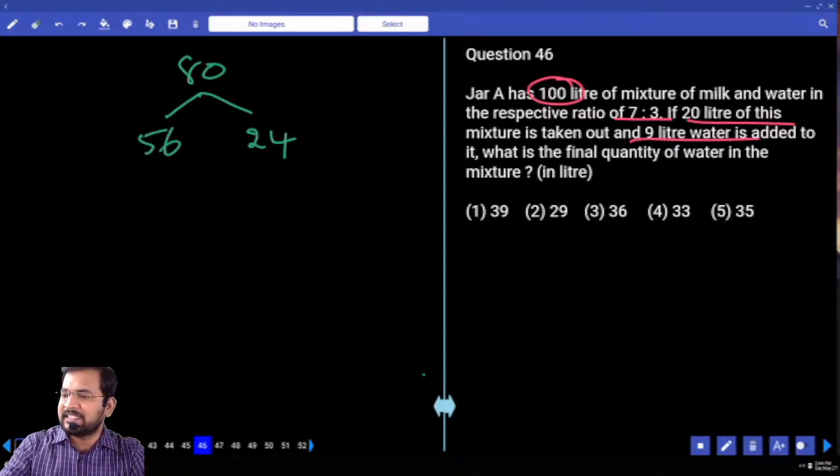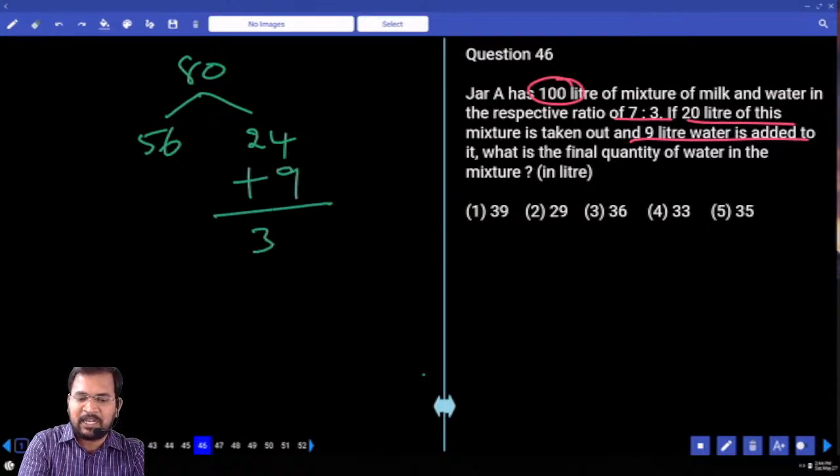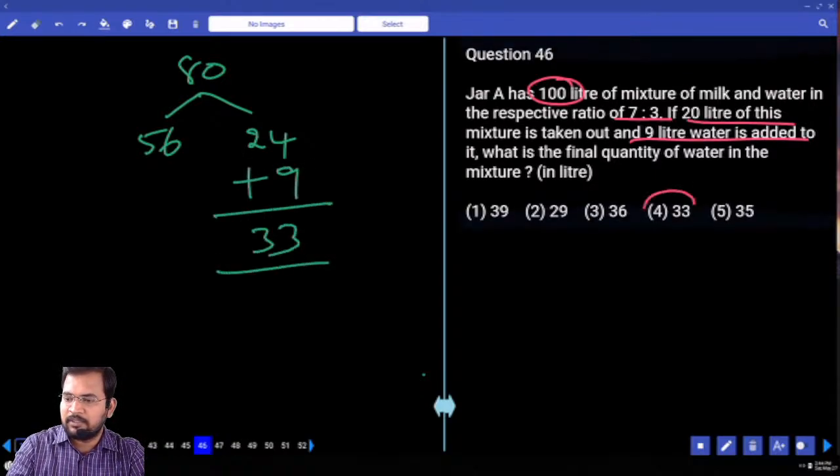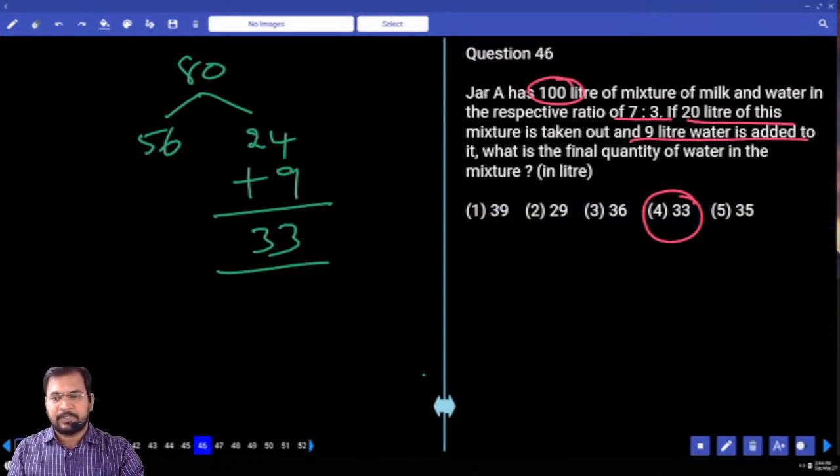Now 9 liters of water is added. Then final quantity of water is what? Your answer is 33. They are asking what is the final quantity of the water in the mixture.